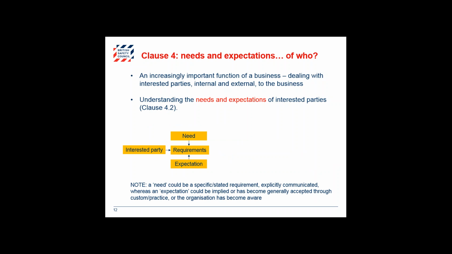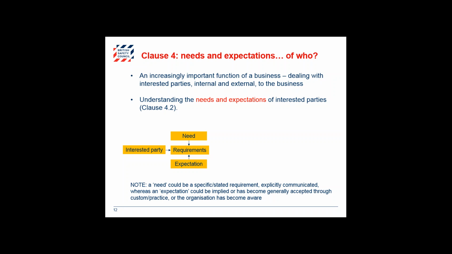Now, within the standard, it talks about needs and expectations. So what would a need be? Perhaps we could clarify that as being something that's actually quite specific and actually a stated requirement. So let's say, for example, there's a particular need of a regulator. You've got a compliance obligation, a permit, a trade effluent consent. So there's going to be an explicit need there to monitor and report on a regular basis, demonstrating compliance with those permit conditions. There's a specific need.